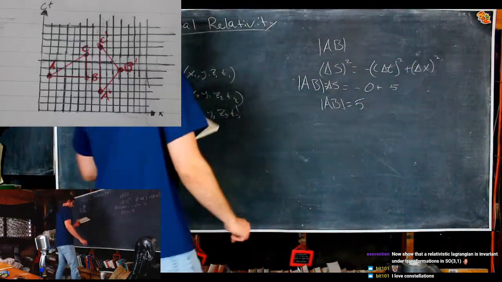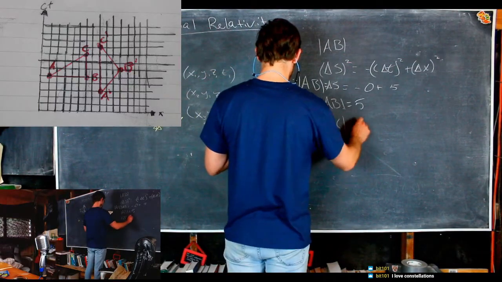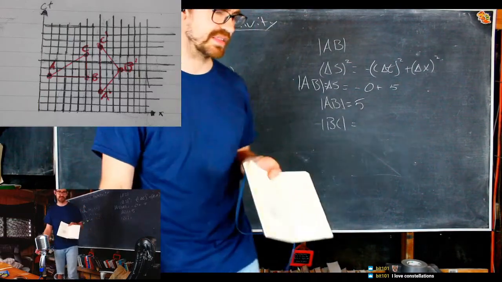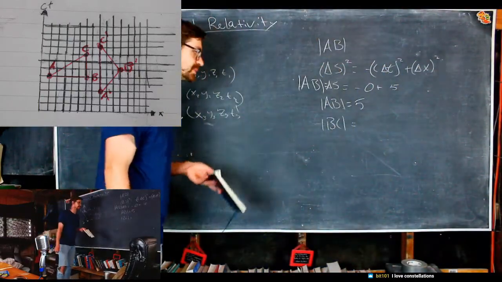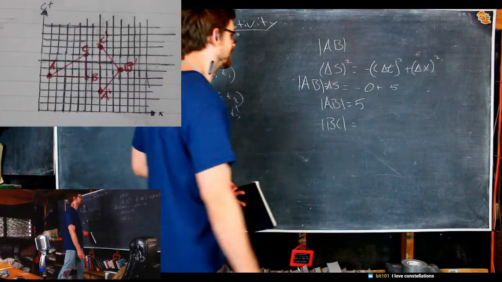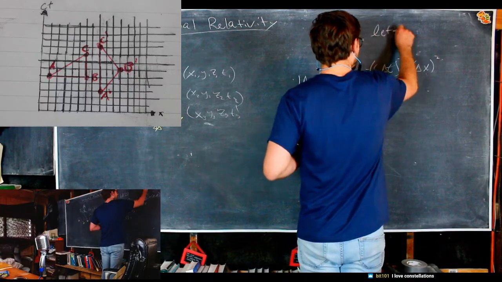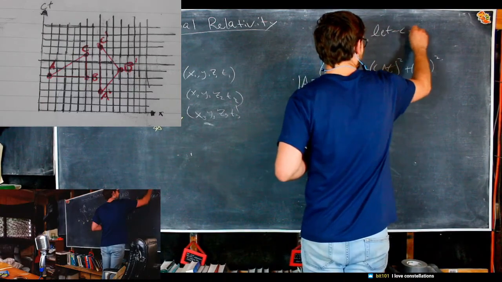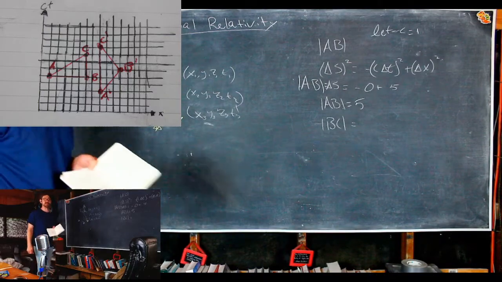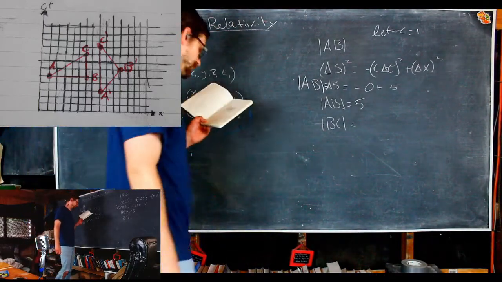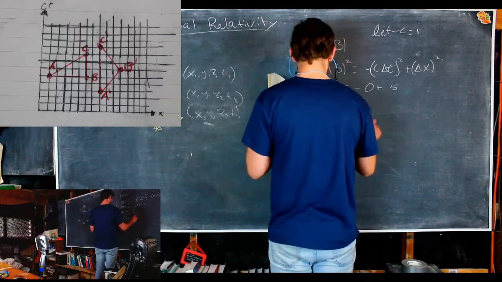What's next? Well, what's BC? There's no change in x, but there is a change in t. So we just perform the same thing. This is where we do it. Let c equal 1. It finally happened. I hope you guys are as excited about it as I am. Let c equal 1, and BC is equal to 3.